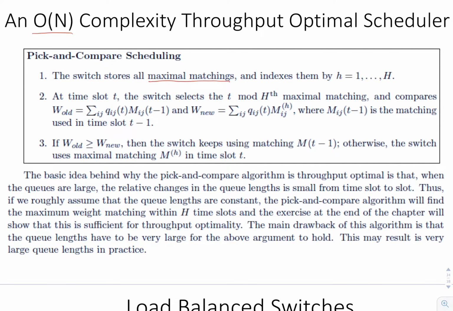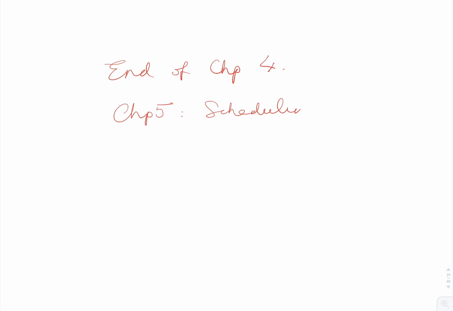So this is the end of this chapter, end of chapter 4. In the following lectures, we'll start chapter 5, which is going to be about scheduling in wireless networks.